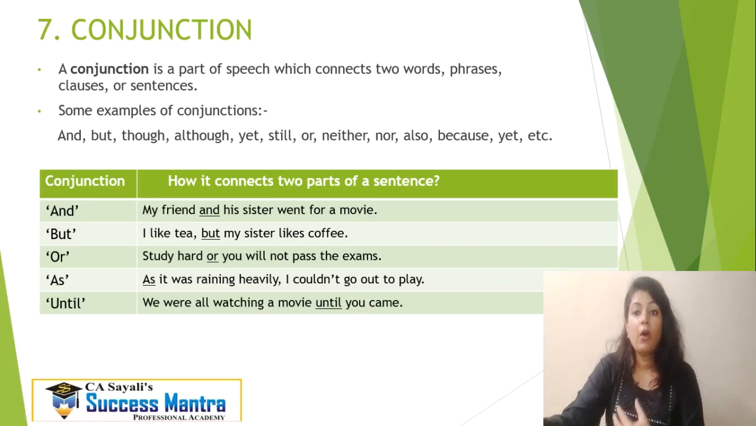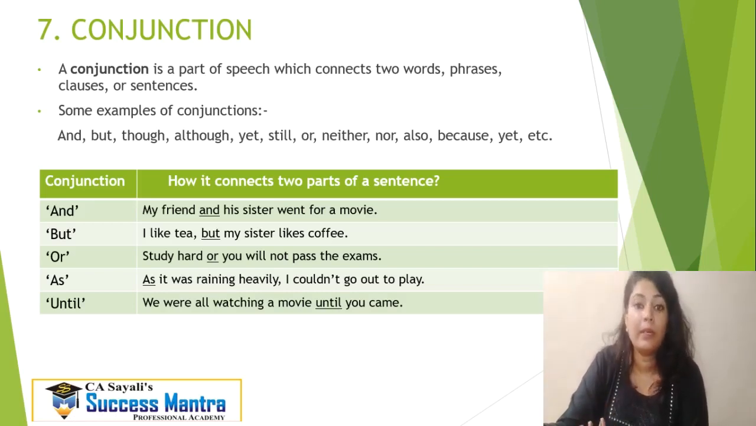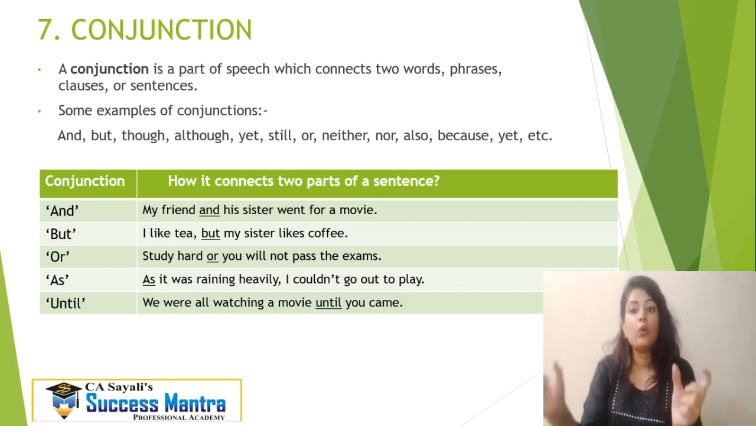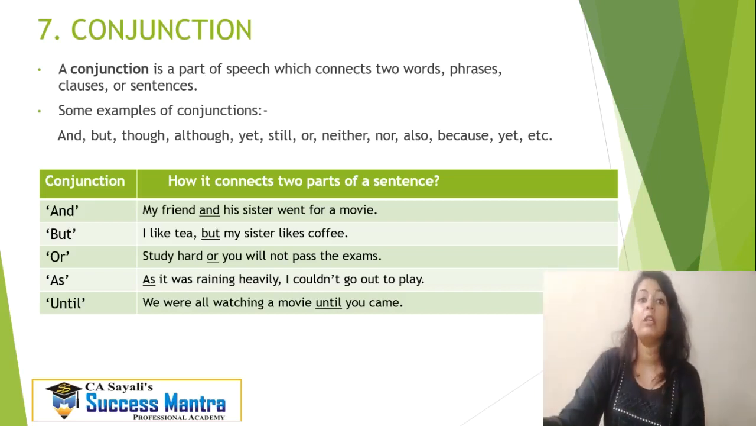Okay, another one, as it was raining heavily I couldn't go out to play. यानी कि because it was raining heavily, क्योंकि बाहर ज़ोर से बारिश हो रही थी, I could not go out to play. Okay, तो बाहर ज़ोर से बारिश होने के कारण मैं खेलने नहीं जा सकी. तो इन दोनों को जो join करता है conjunction, that is as.